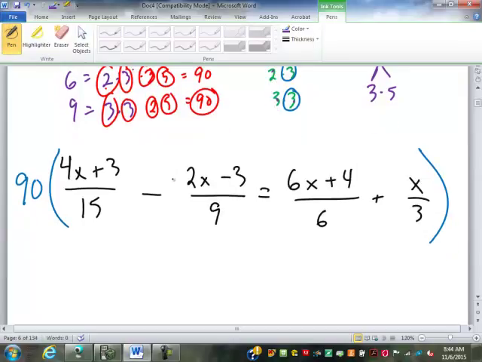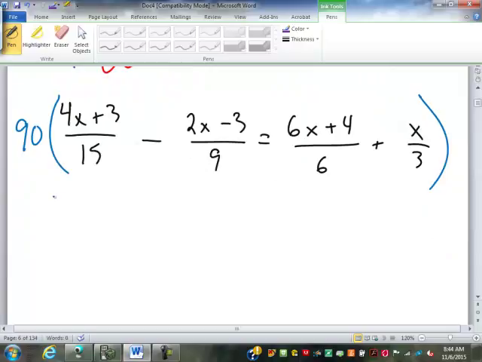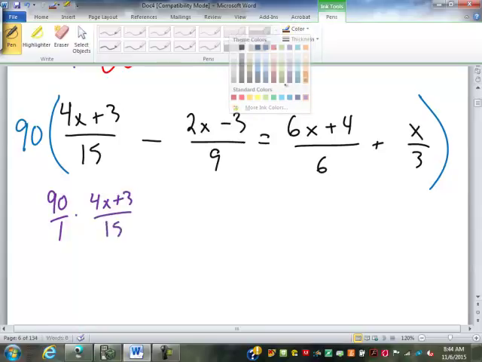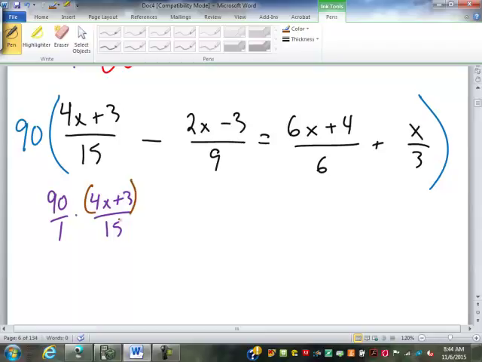So now multiplying by 90, this is 90 over 1 times 4x plus 3 over 15. Now I'm going to have to add parentheses here, because that whole top gets multiplied. And I am going to cross cancel. 15 and 90 can both be divided by 15. Make this a 1 and this a 6. My denominators should cancel out here no matter what. That's why I chose the 90, the least common denominator. So now it is 6 times 4x is 24x. 6 times 3 is 18.